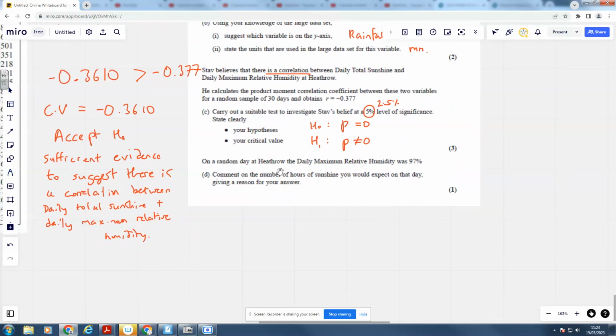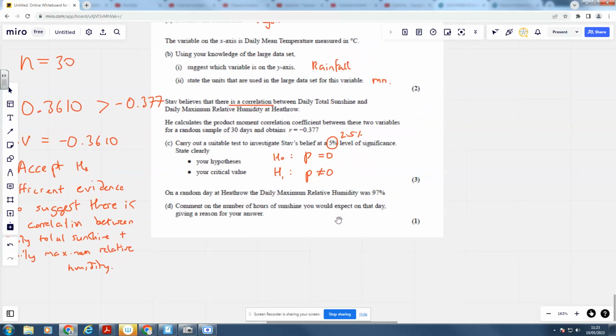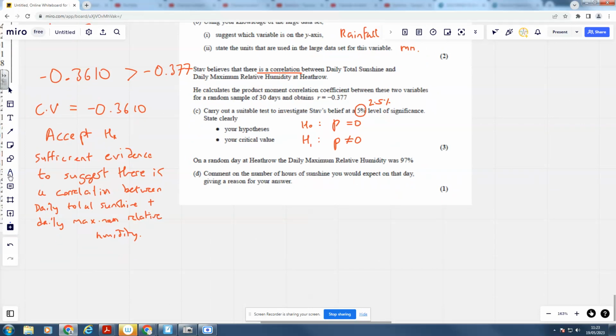Okay, on a random day at Heathrow, the daily maximum relative humidity was 97%. Yeah. Now, okay, that's interesting. So humidity's high. We've just demonstrated that there's a correlation between humidity and sunshine. And what's more, the correlation appeared to be, from our sample at least, a negative correlation. Yeah. So how many hours of sunshine would I expect on this day where the humidity is very, very high?